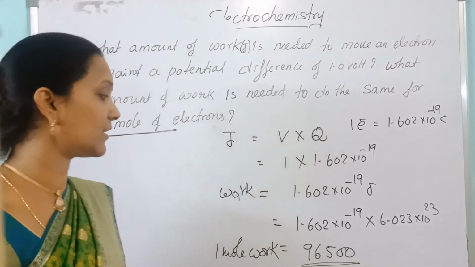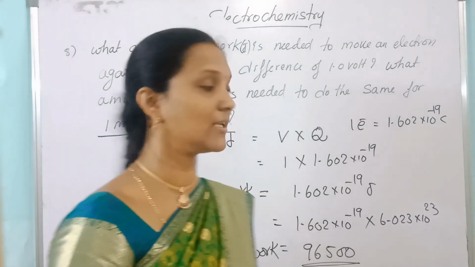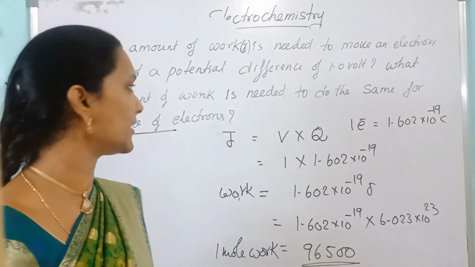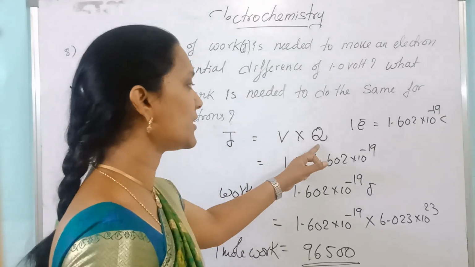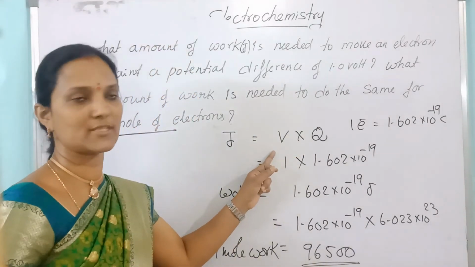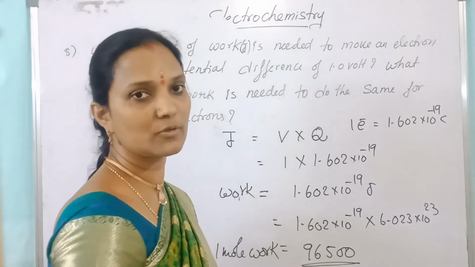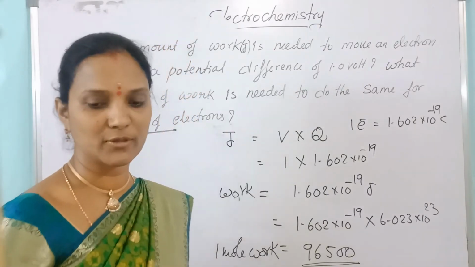Okay, in joules, 96,500 joules. This is nothing but 1 Faraday. It is the calculation of work in joules if the quantity of electricity and the voltage are given. How to calculate? Okay. Next, come to the next problem.